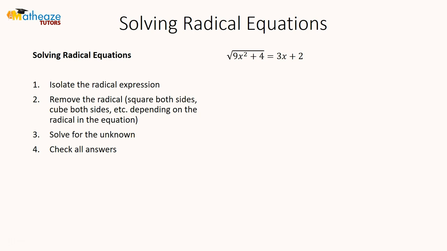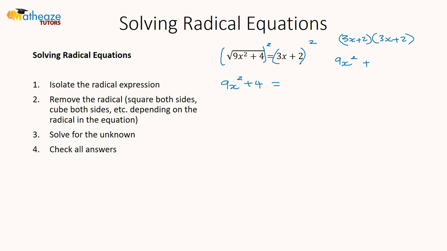Now let's look at this example here. We're going to isolate the radical, which is already done for us, so we're just going to square it. So we have 9x squared plus 4 equal to, let's distribute this, 3x plus 2 times 3x plus 2.